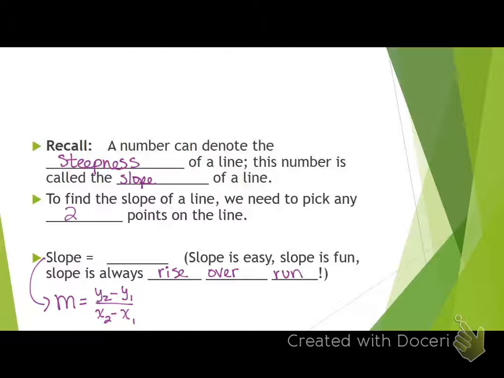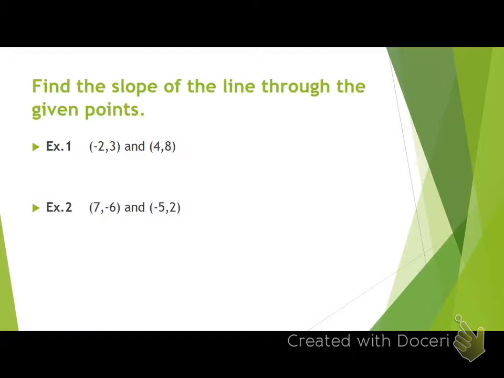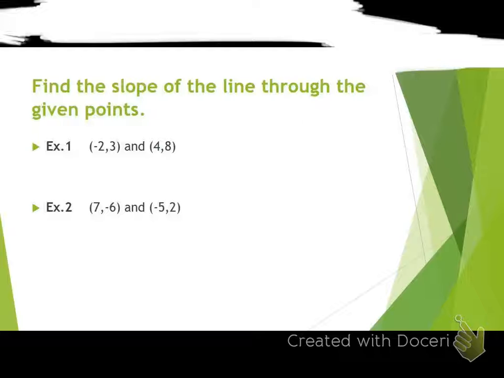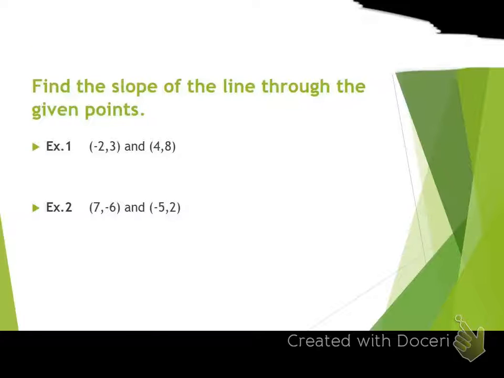Questions, concerns, need more time on this slide? Okay, we'll keep it moving. For our first couple examples, we are just finding the slope of the line through those points. As a reminder, up at the top, off to the side, I'm going to put our formula: M equals Y2 minus Y1 over X2 minus X1.